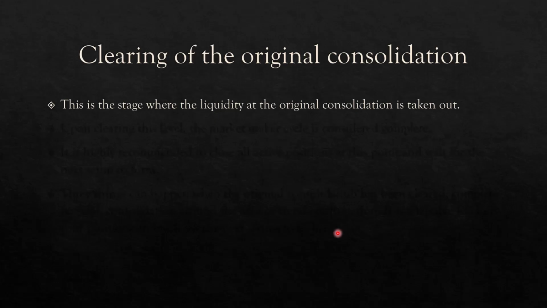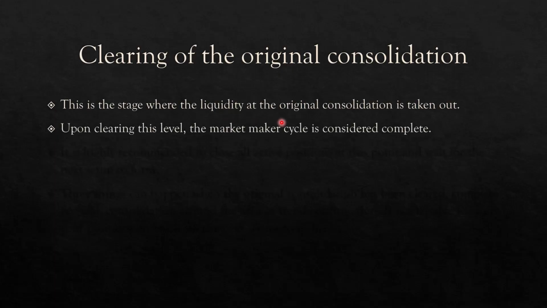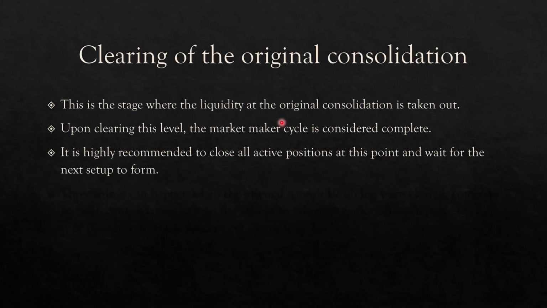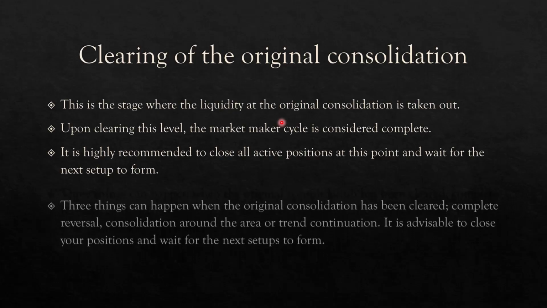So the third essential point is this particular clearing of the original consolidation. It is the stage where the liquidity at the original consolidation is taken out. Upon clearing this level, the market maker cycle is considered complete, and we close our positions altogether and wait for the next setup to form. It is highly recommended to close all active positions at this point and wait for the next setup to form.